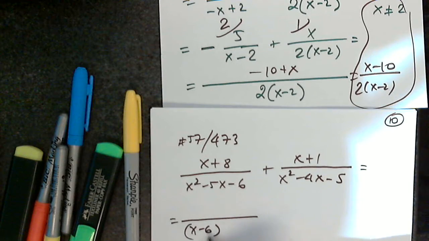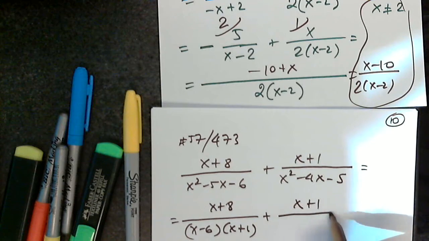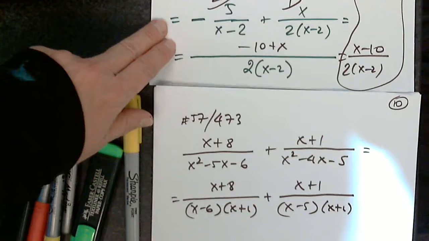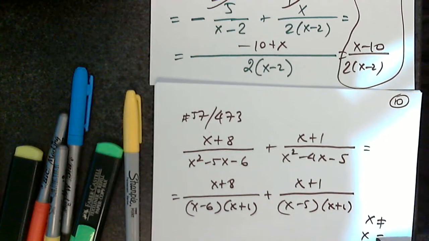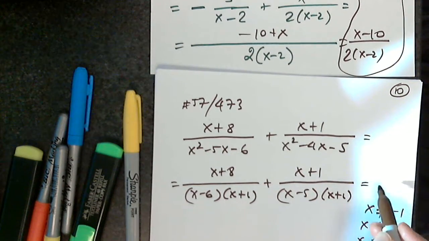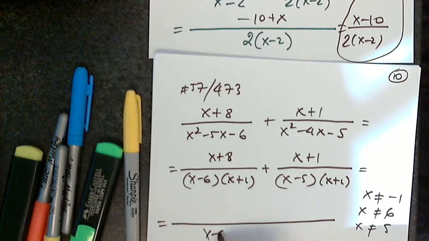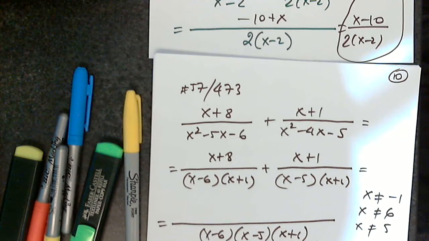Do you all agree with x minus 6 times x plus 1? Very good. So then you are going to give me 3 restrictions. Good. And now we're ready for the least common denominator. Do you all agree with all these 3 different factors? Because the 2 denominators now have 3 different factors in there.